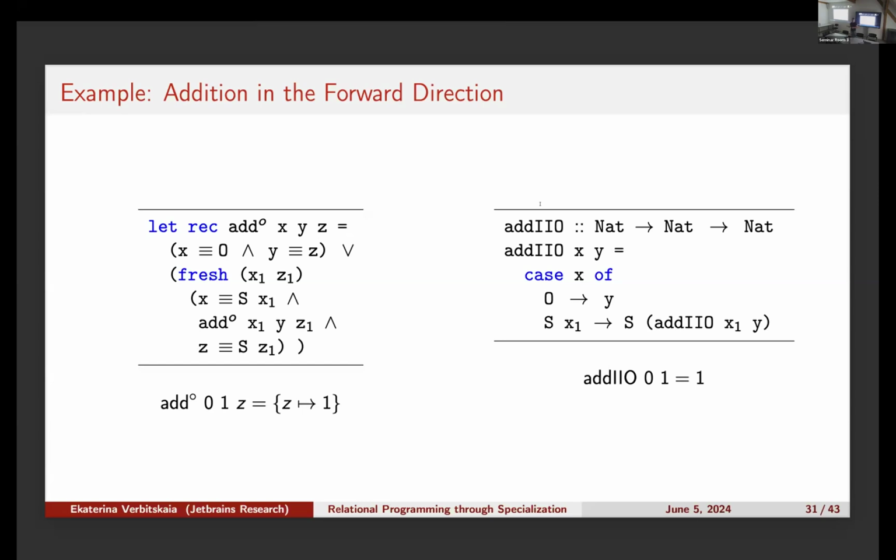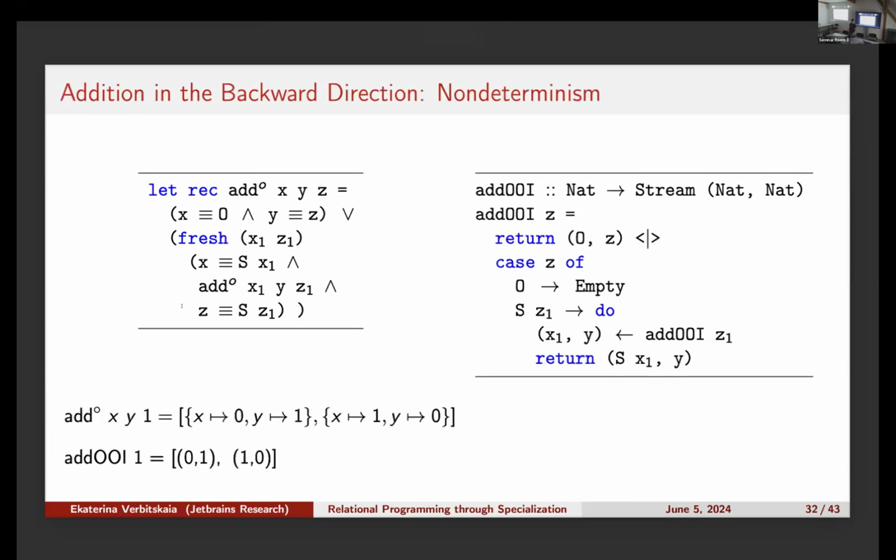Of course, this is all fun while we are dealing with functions, with relations that only produce one possible result. Sometimes it's not like that. For example, if we run our addition in the backwards direction, so we only get the result of the addition and want to get all of the summands that can sum up to it, then we have multiple possible results. For example, running add for 1 generates x is 0, y is 1, and x is 1, y is 0.